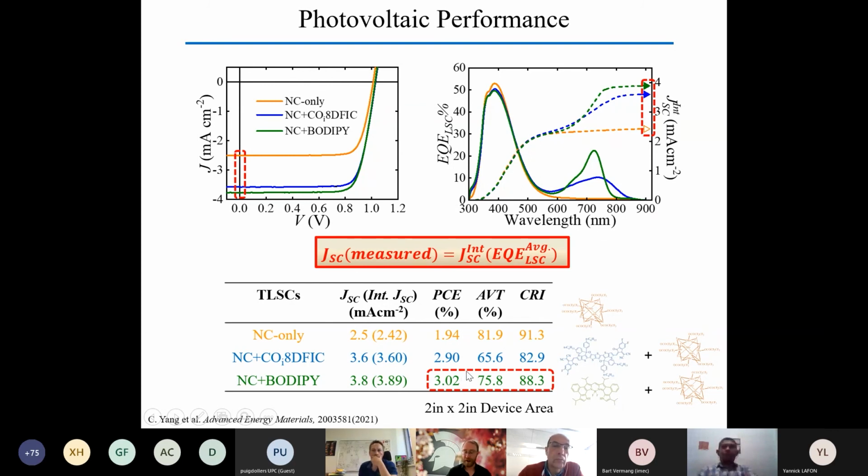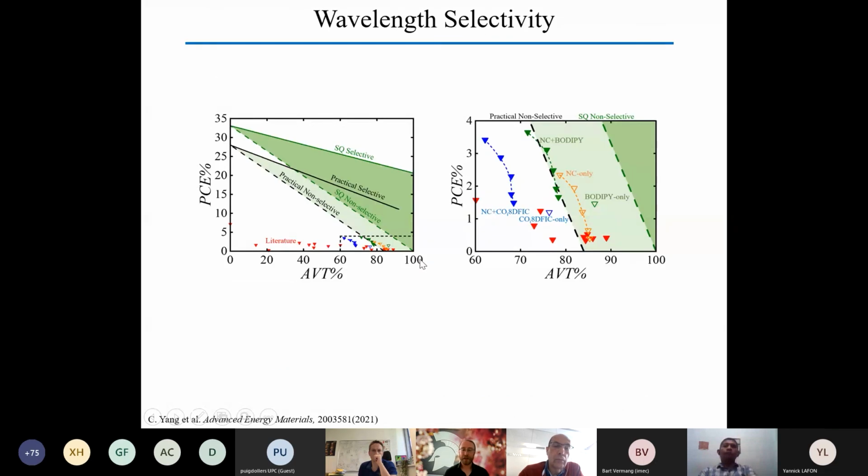And so we now have 3% devices over a 2-inch by 2-inch area. We get good consistency between the integrated photocurrent from the EQE and the measured JSC, which is important. So good sanity checks. But this is the highest performance LSC of any transparency level. And it's also nearly half of the efficiency record of an opaque LSC. And to put it in perspective, we can plot it on these limit charts. And if we overlay it with the practical non-selective limit, we're actually surpassing that. So you wouldn't even be able to make a device like this out of silicon with this performance level.